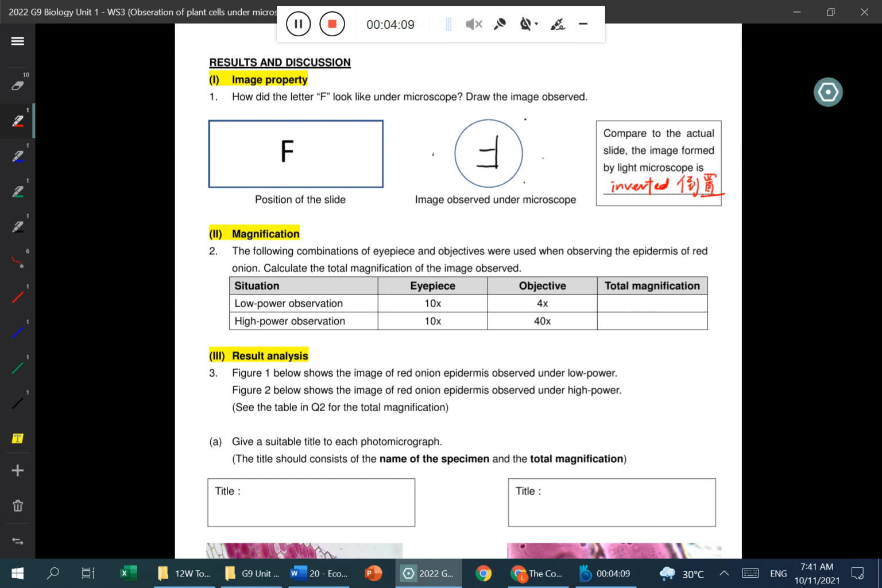Now, this also has an important implication. It means that when you want to move the image to one side, let's say if you want the image to go to the right, you actually have to move the position of the slide in an opposite direction because the image is inverted.